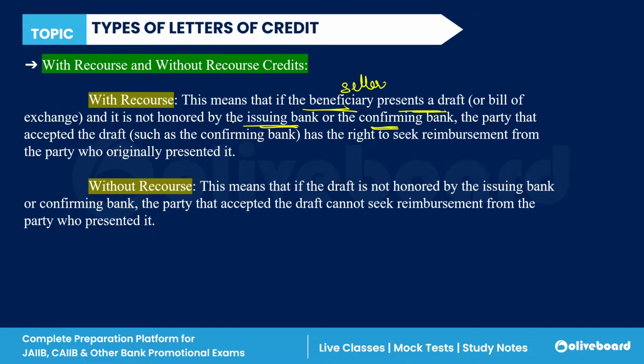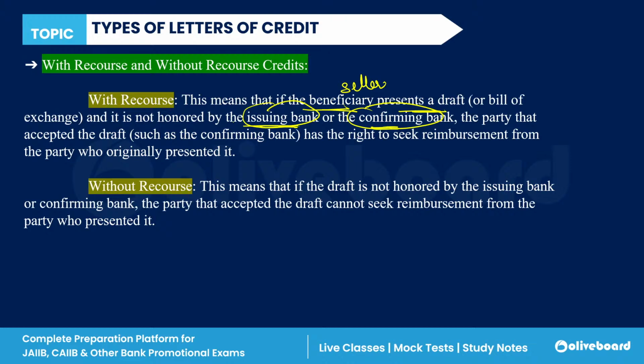Now, if the seller presents everything to the issuing bank or the confirming bank, but it is not paid by the issuing bank or confirming bank, in this case the party, that means the seller, which has accepted, like there is a confirming bank. The confirming bank has all the right to seek reimbursement from the party which has originally presented that document. It means that the confirming bank should present that to the seller for the payment, right?